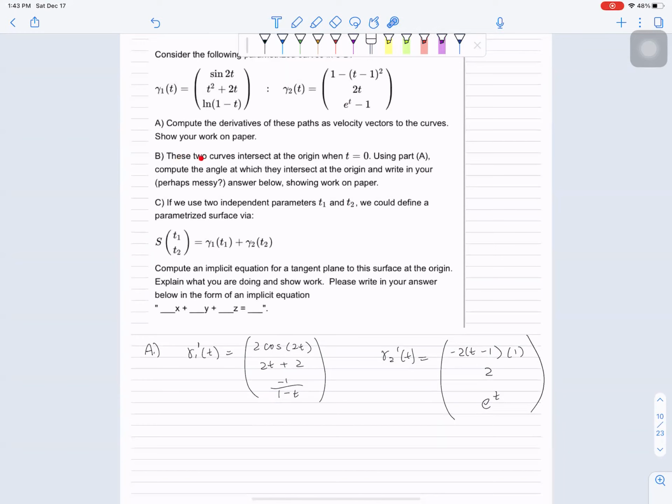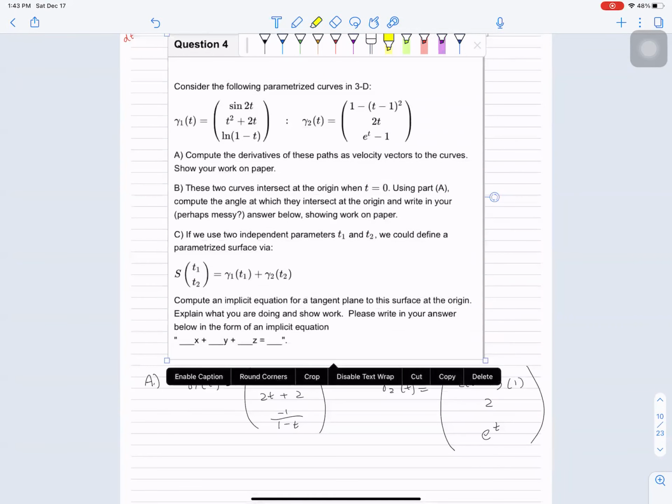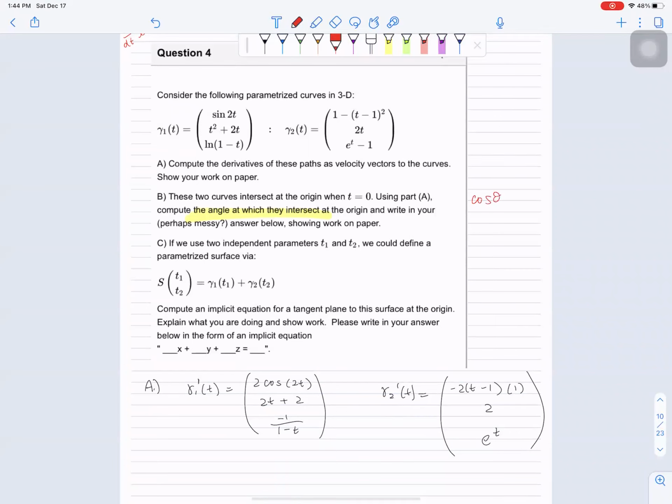Part B: these two curves intersect at the origin when t equals 0. Using part A, compute the angle at which they intersect. So I see angle, and I think of the formula. What is the formula for finding an angle? Right, that formula was always cosine theta is any two vectors dot producted, divided by their lengths multiplied.